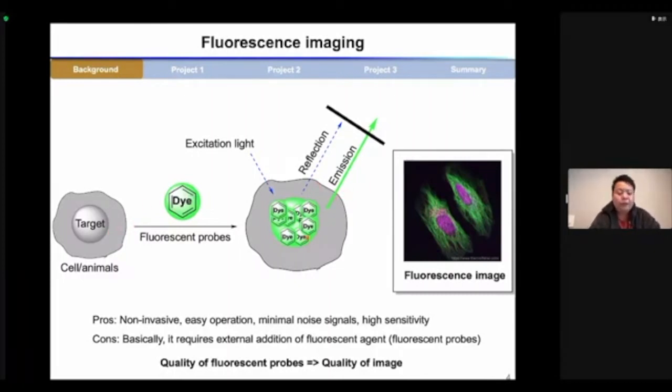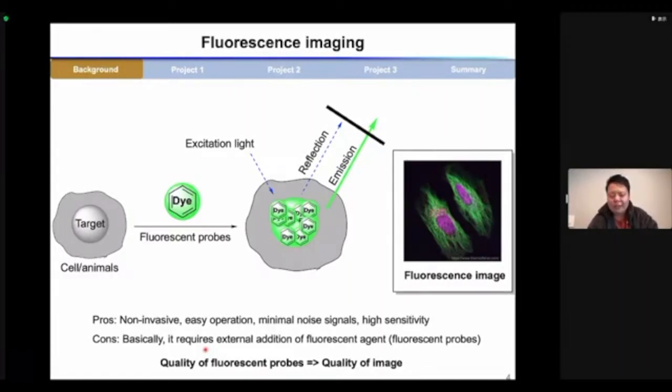And a good point of fluorescence imaging is that it's very non-invasive, which means you can use living samples. You can see the vivid behavior inside the biological system, and also fluorescence signals are very strong, so it can be used with high sensitivity. However, as I said, especially when you use a small molecular dye, you need to externally add a fluorescence probe from the outside environment. So the quality of the fluorescence imaging is directly the result of the quality of the fluorescence probes. So it is very important to make good fluorescence probes.